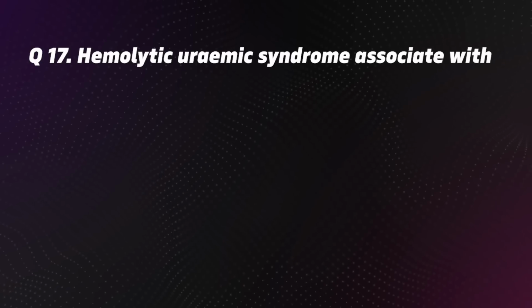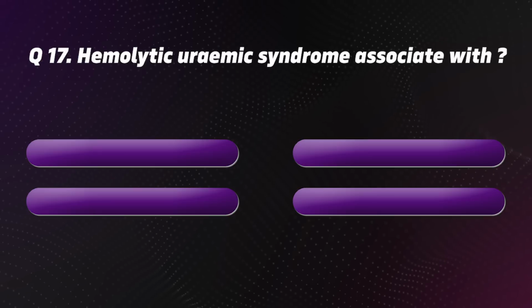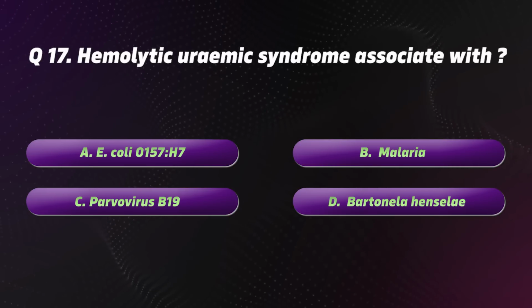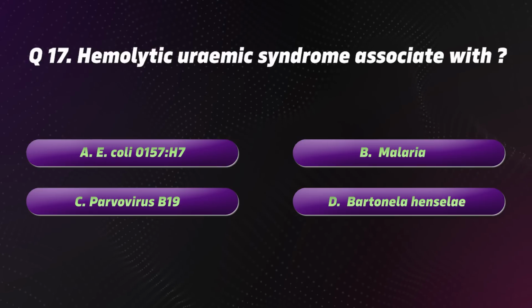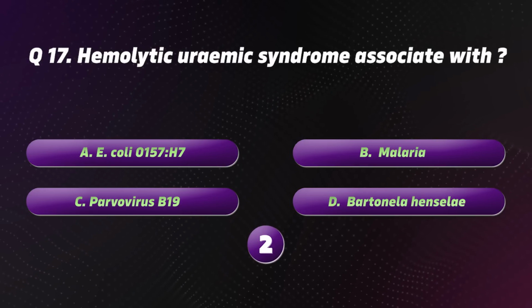Question 17. Hemolytic uremic syndrome is associated with. Here are the options. A. E. coli O157:H7, B. Malaria, C. Parvovirus B19, D. Bartonella henselae.